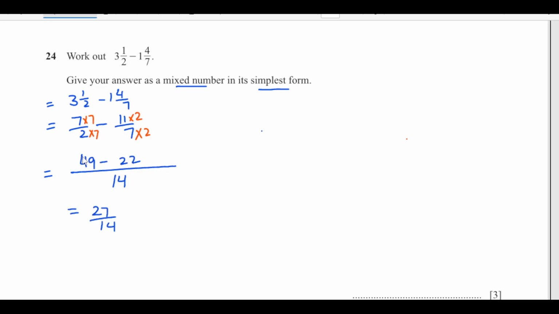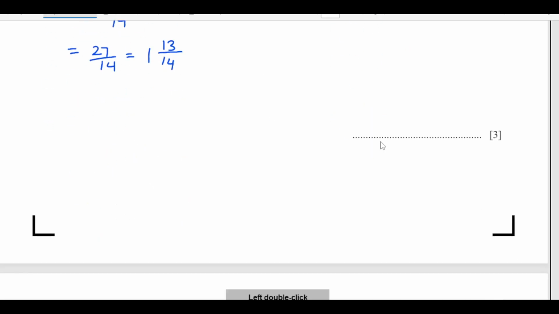Then we just simplify, we cannot divide this by any number. So, 14 goes into 27 one time, and when you subtract, the remainder is 13. So, when you write this, it is going to become like this, in the simplest form. So, 1 13 over 14 is the final answer.